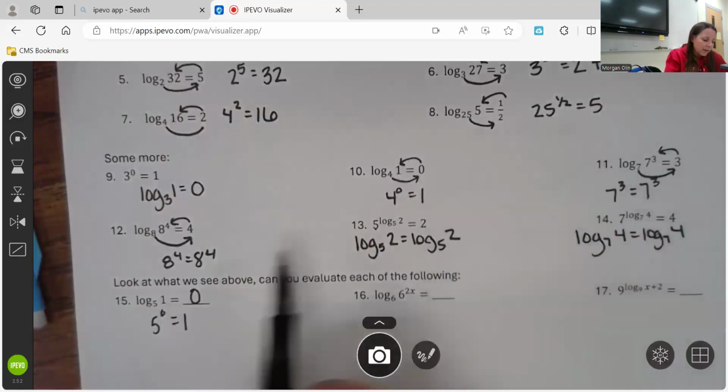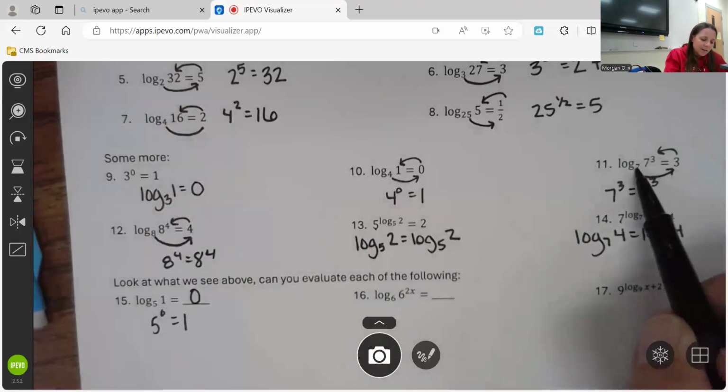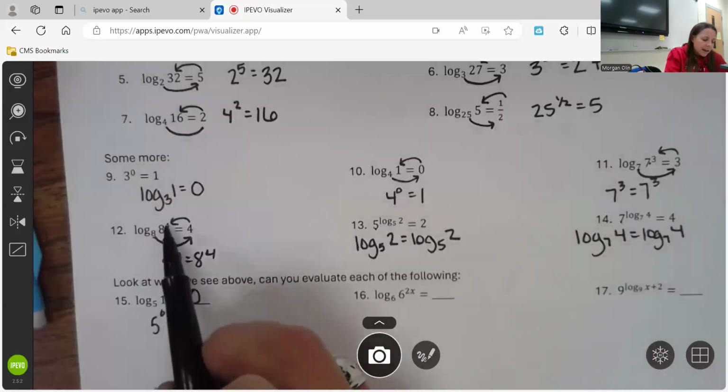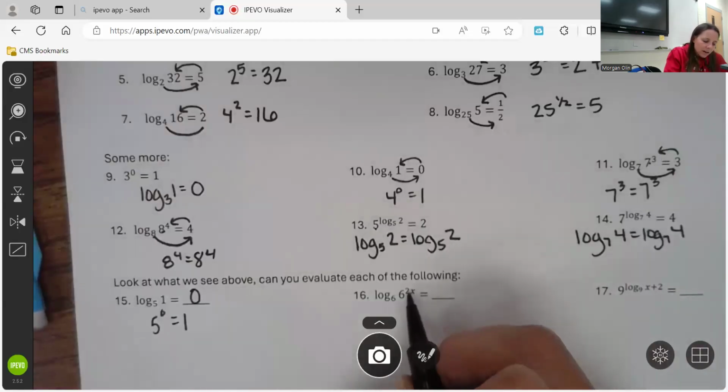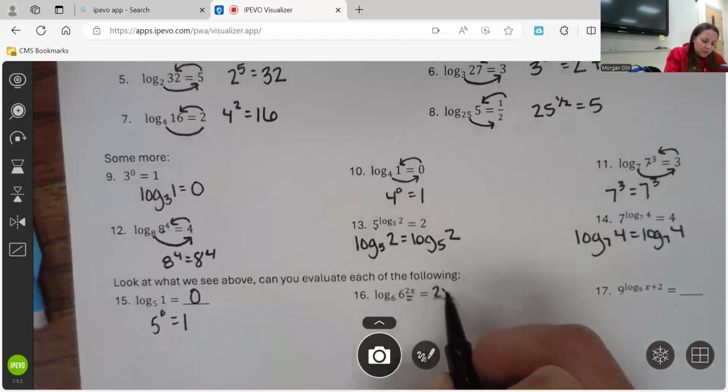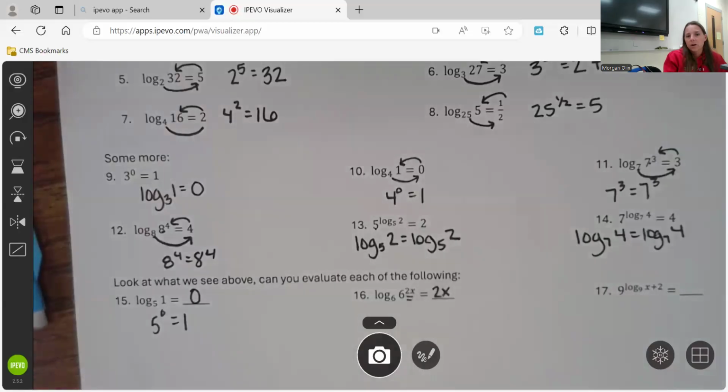It looks very similar to 11 and 12. Here you have 7 and 7, 8 and 8. Anytime the base is the same number as that and you have this exponent, then it's just going to equal that exponent right there. So that just equals 2x. All right, we're not solving for x, we're just simplifying that.